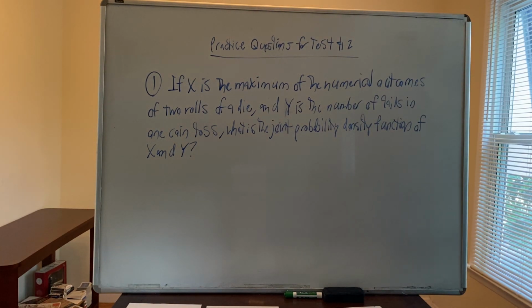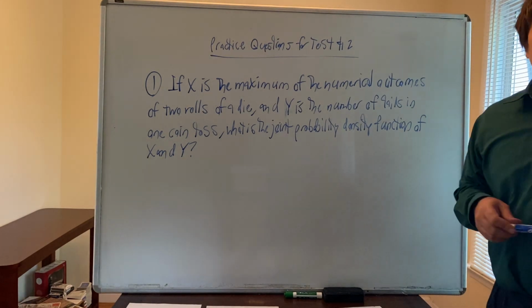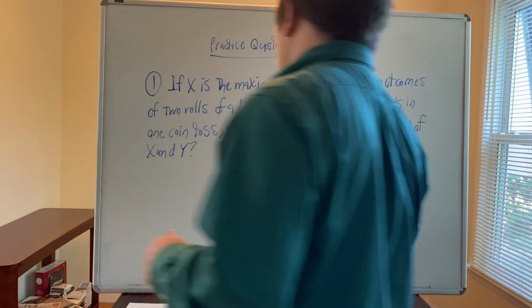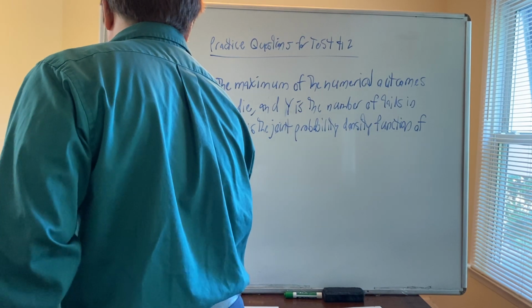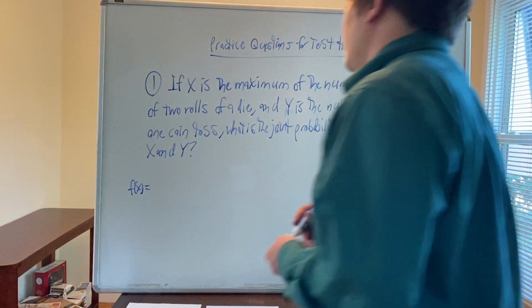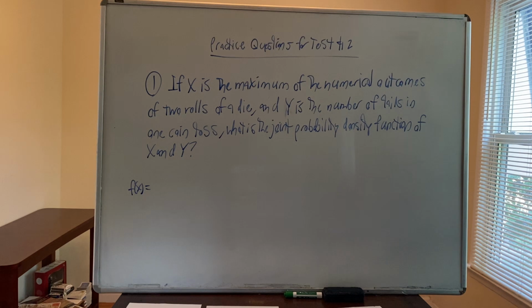Okay, so number 1, if X is the maximum of the numerical outcomes of 2 rolls of a die, and Y is the number of tails in one coin toss, what is the joint probability density function of X and Y? To do this, we need to know the PDFs of both X and Y. So let's start with the PDF for X, f of x. That's the probability that capital X is equal to some fixed value little x, where X is the maximum of the numerical outcomes of 2 rolls of a die.